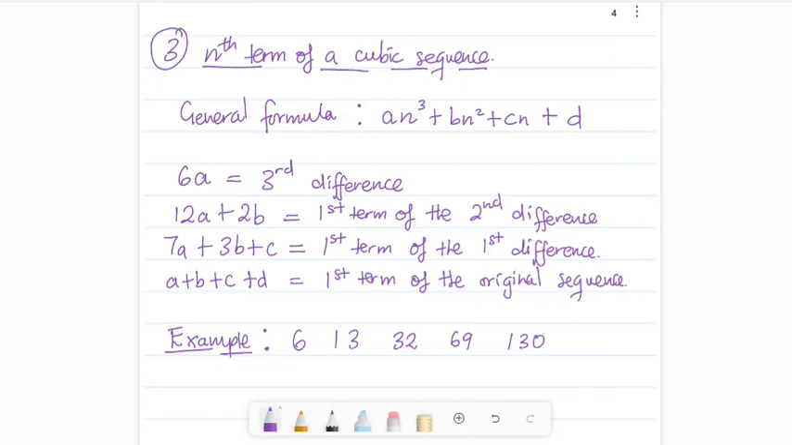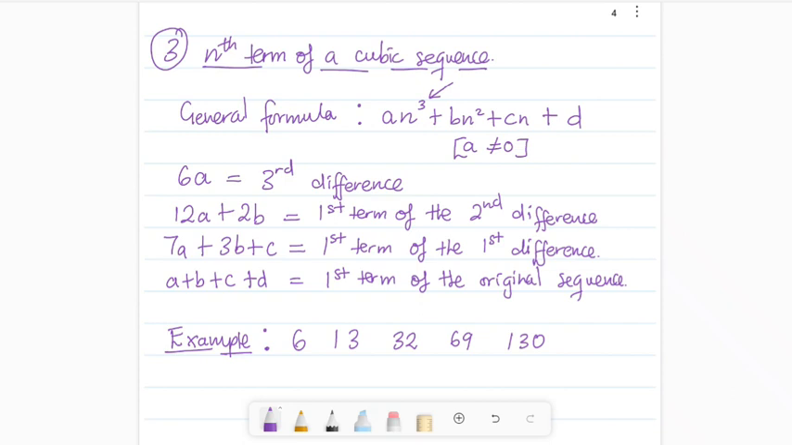Hi guys, so now I want us to look at the nth term of a cubic sequence. The general formula is an cubed plus bn squared plus cn plus d, where a is not equal to 0. Because once a is equal to 0, then we no longer have a cubic sequence. The reason why we call it a cubic sequence is because of this power 3. Once that power 3 is gone, there is nothing there.